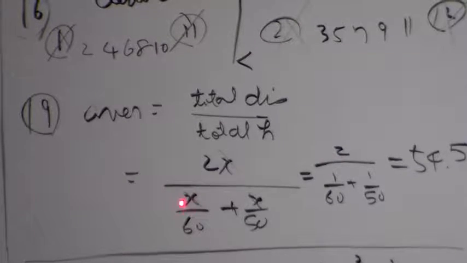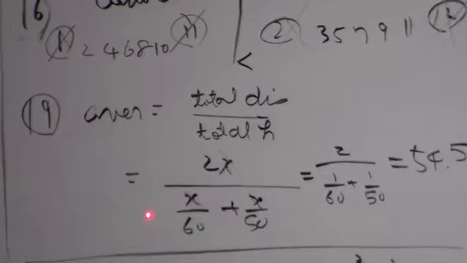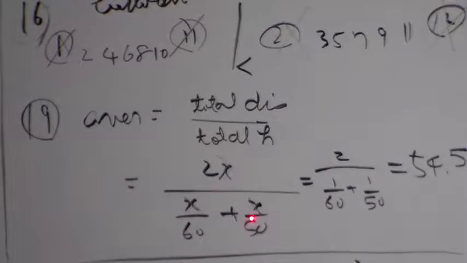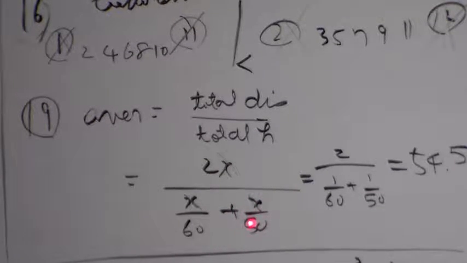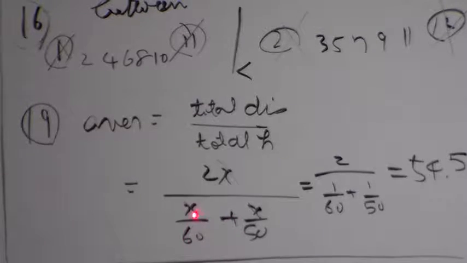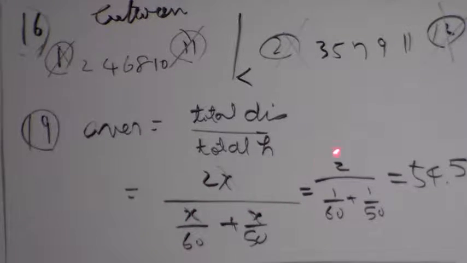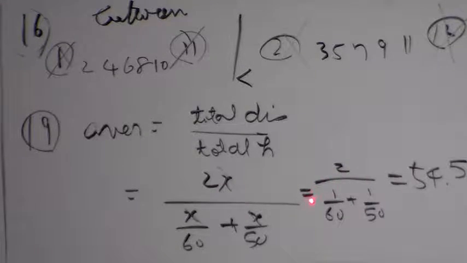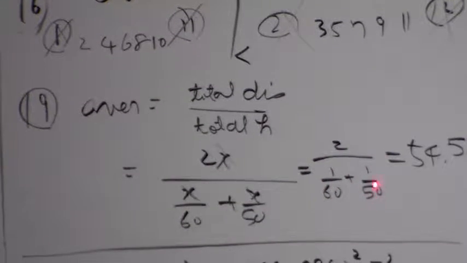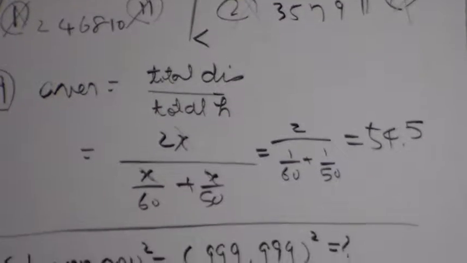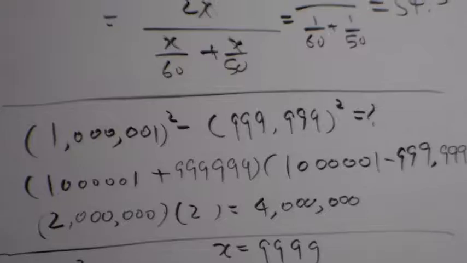So what is the time consumed? Yeah, x divided by 60 miles per hour. That's the time, and the return trip is x divided by 50. So this plus this is the total hours. From here we simplify by dividing everything by x. So this is going to be 2 divided by 1 over 60 plus 1 over 50. Once you figure it out, that is 54.5 miles per hour.